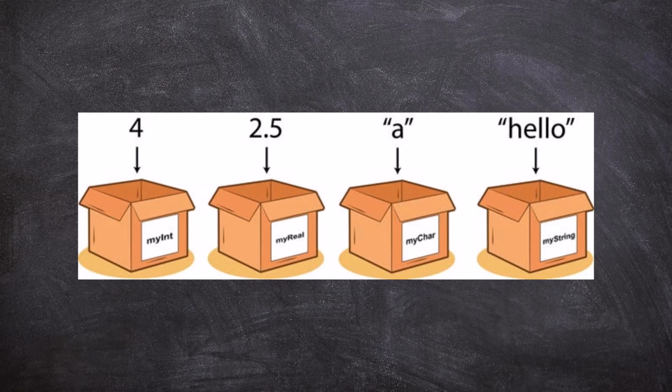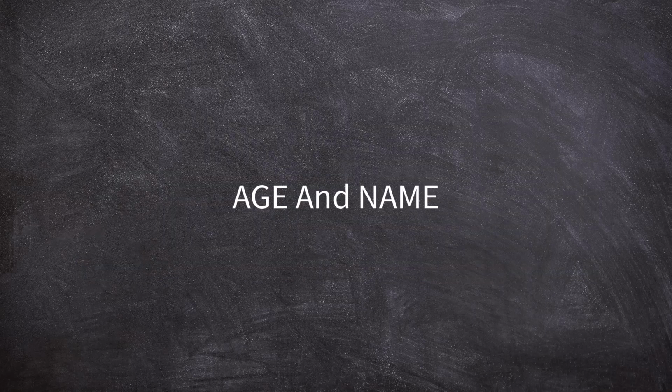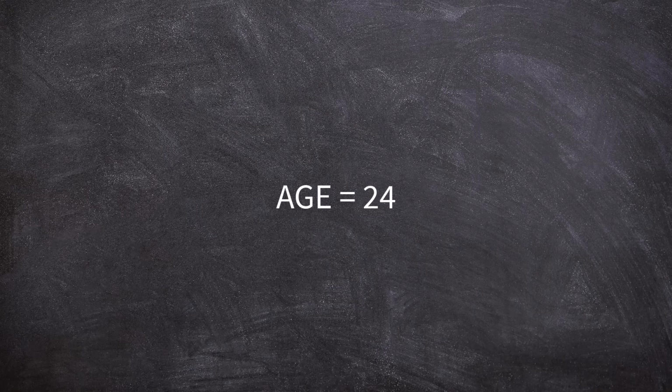For example, imagine we want to store someone's age and name. We could create two variables, one for the age and one for the name. The variable for age would store a number, and the variable for name would store text. That's the basic idea of how variables work.